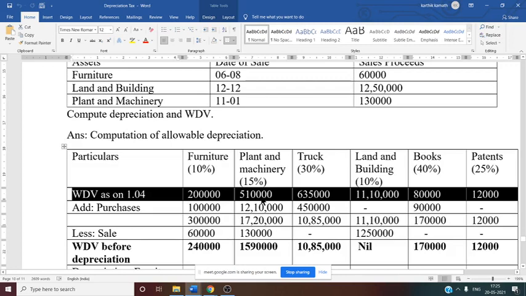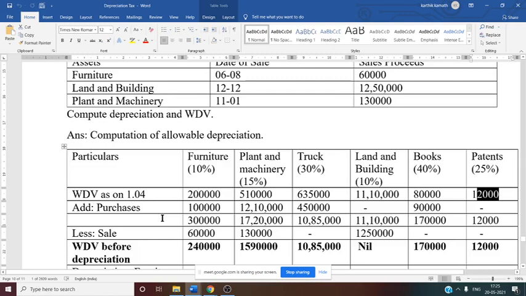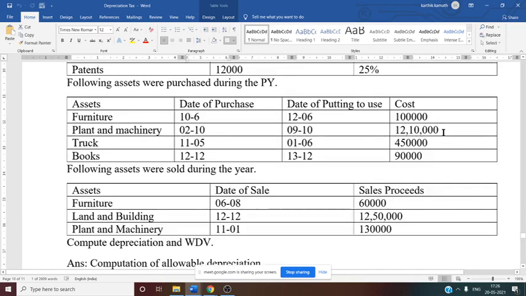Now next, add to this any addition made during the relevant previous year. Addition is nothing but purchases made during the relevant previous year. So if you see, there are 4 purchases. Furniture is 1 lakh, so under furniture we have written 1 lakh. Then plant and machinery, there is again a purchase, that is 12,10,000. Then truck purchased, that is 4,50,000, so under truck 4,50,000. Land and building, no information about purchase.